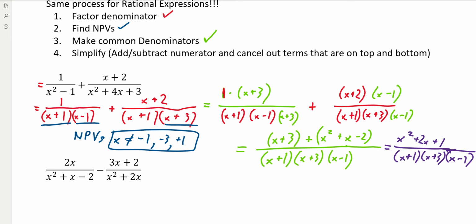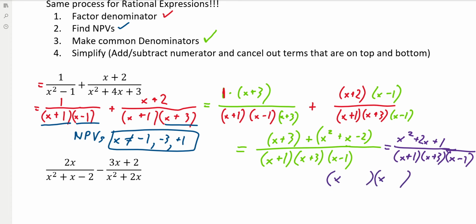Okay, and now that we've added and subtracted the numerator, we're going to actually simplify. So what we're going to do to simplify is factor the top and see if anything can cancel. So simplify, so the top, we can actually do PSA.